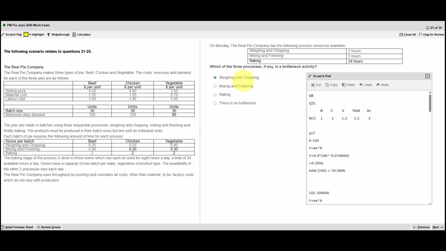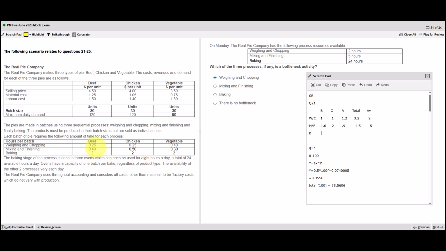There's only an option of choosing one of the 3 or no bottleneck, so I could stop there if I'm happy with my calculation and save some time. I'll do the others just for completion, but in an exam I wouldn't be doing these other ones. So mixing and finishing, beef requires 0.4 and there's 4 batches, so that's 1.6. Chicken requires 0.5 for 4 batches is 2, and veg is 0.3 for 3 batches is 0.9. So that's 4.5, and there are 5 available, so not a bottleneck, no surprises there.